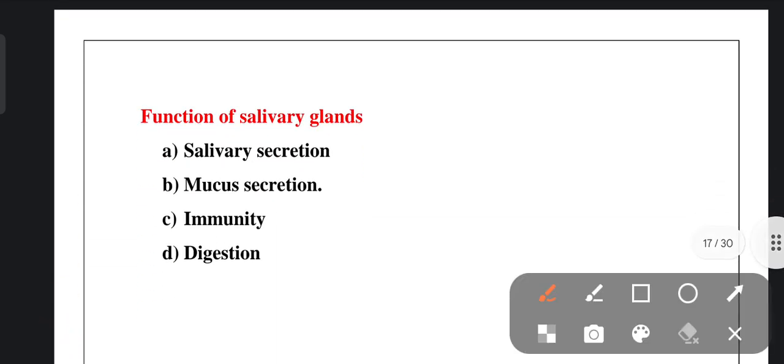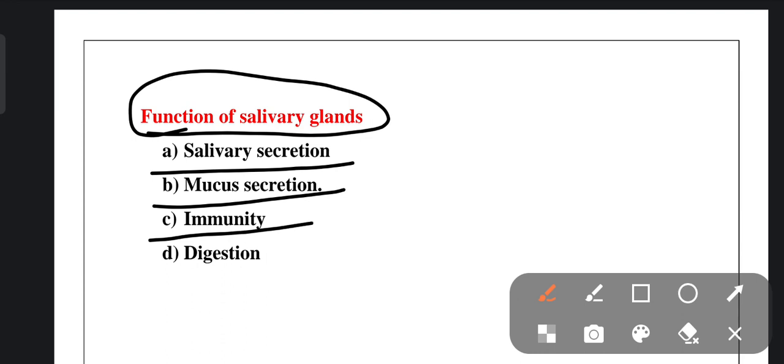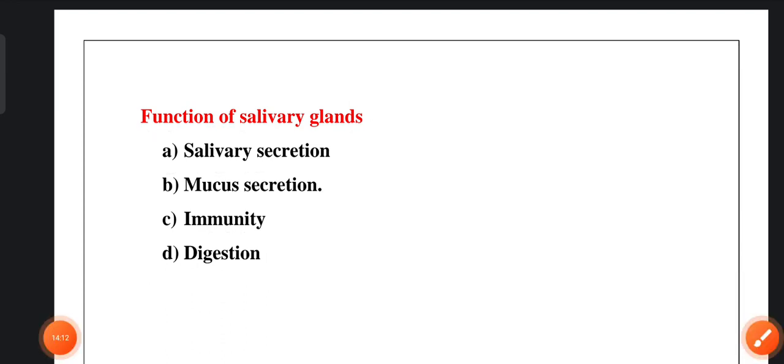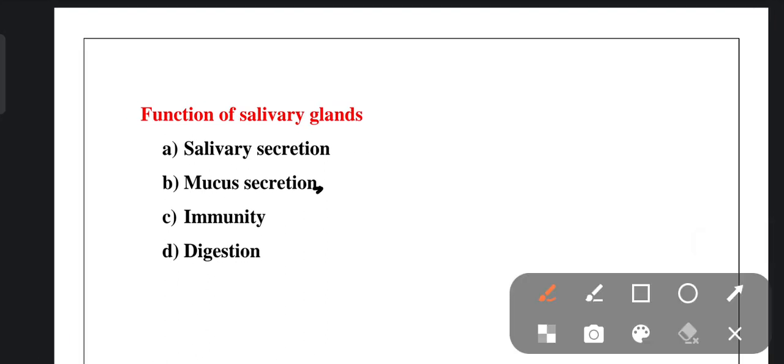So the next question is the function of salivary glands. What is the function of salivary glands? Option A salivary secretion, option B mucus secretion, option C immunity, option D digestion. The correct one is salivary secretion. Okay, salivary glands produce saliva. We have three pairs of salivary glands present in our mouth.